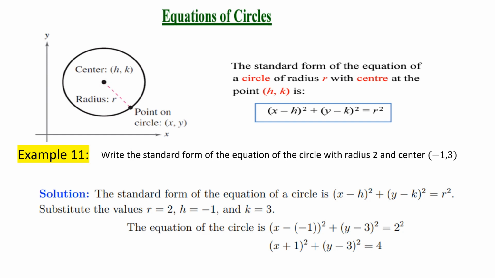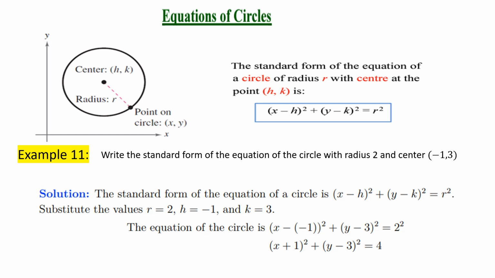Next we talk about equation of circles. The standard form of the equation of a circle is defined as (x minus h) squared plus (y minus k) squared equals r squared. And we know the circle depends on the center. The fixed point we call the center, and in general we give the center as h comma k, and the equal distance we call r, the radius. So if I know the center and radius of the circle, we can form the standard equation of the circle. So look at example 11.